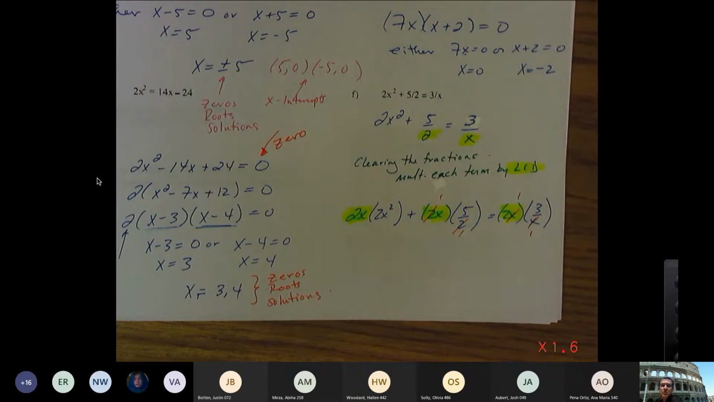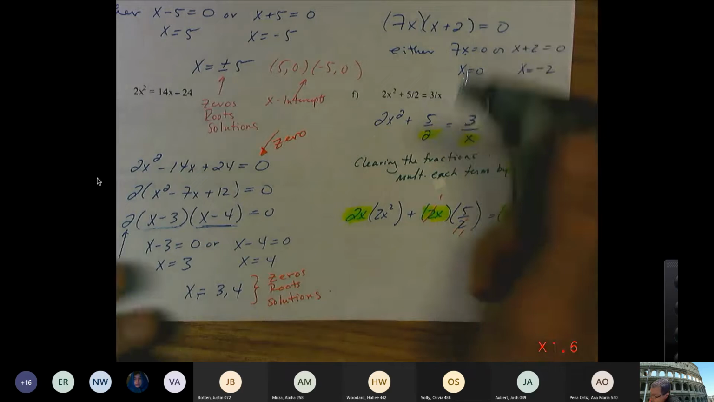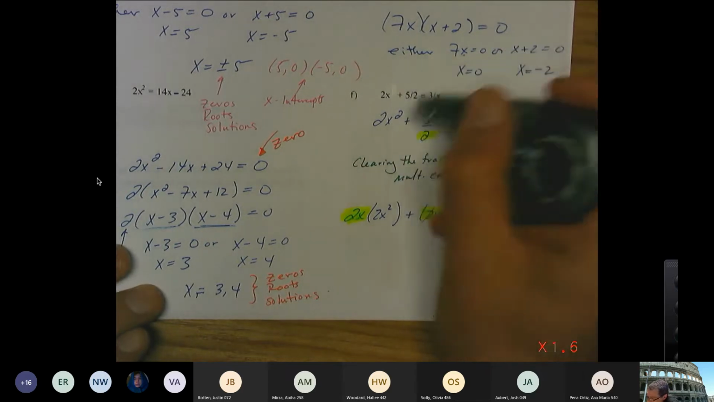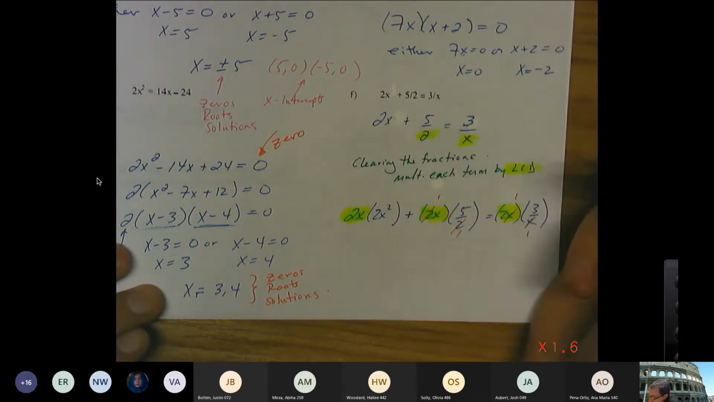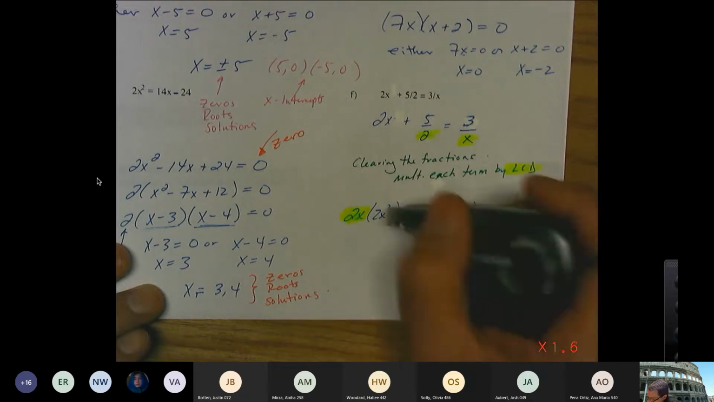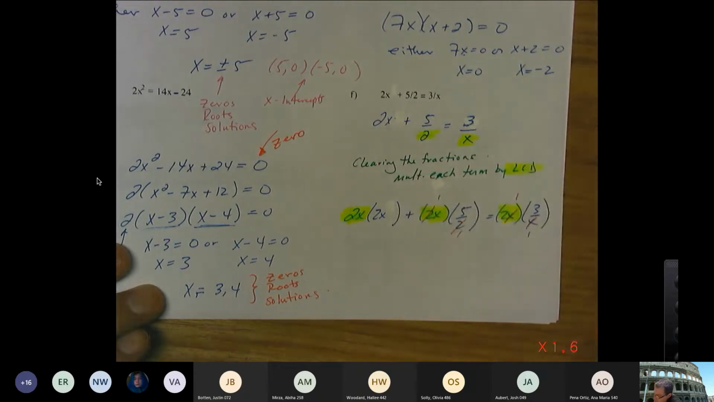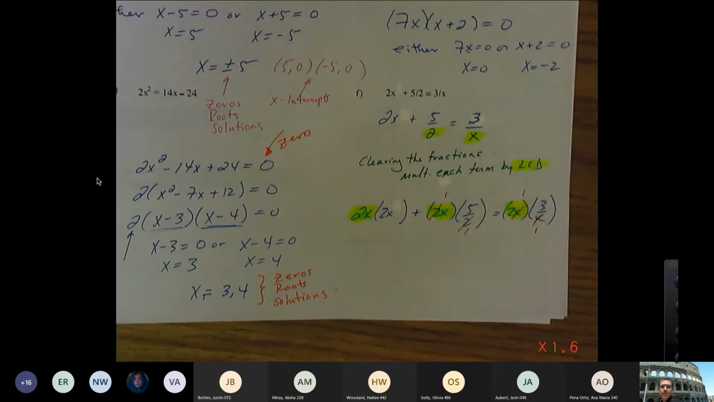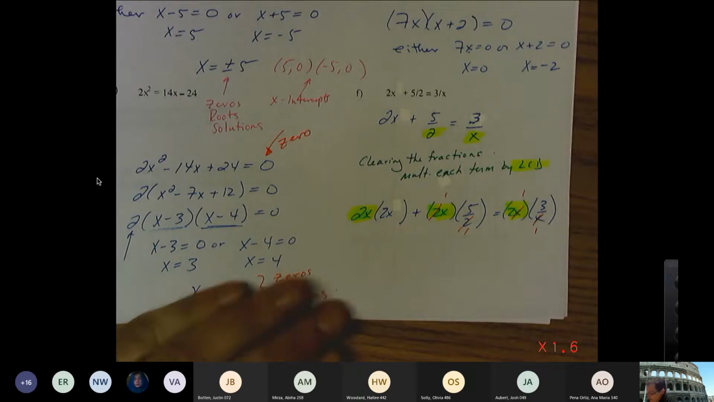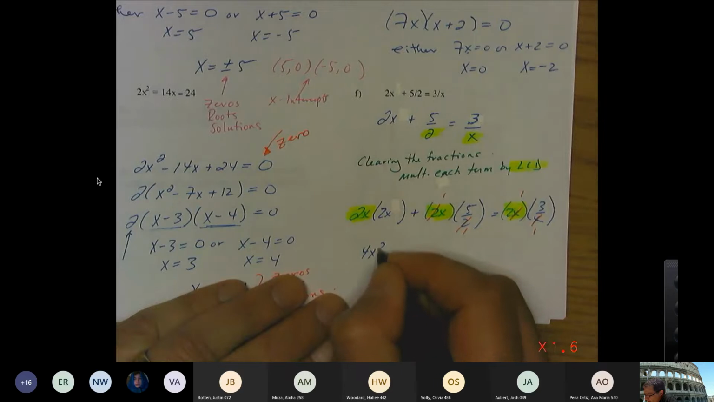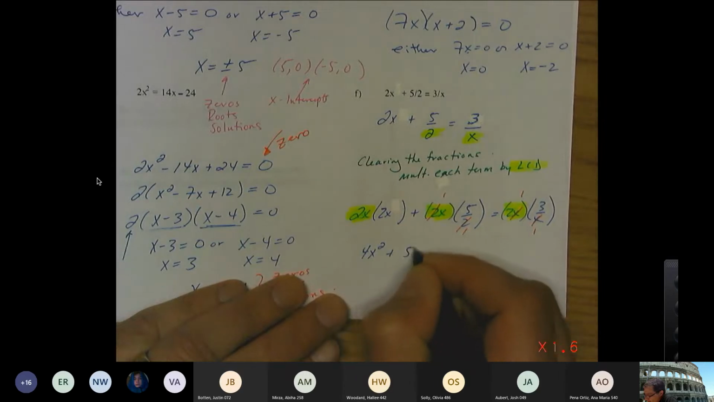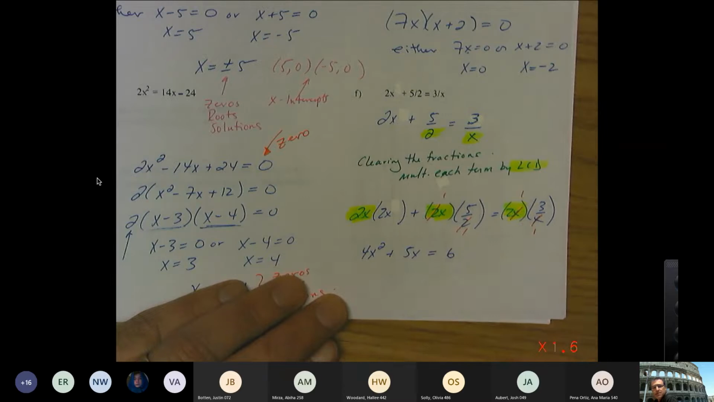There is a typo in this question, though. I have made a mistake in the typo. Can you please take out that squared here? That shouldn't be squared. That should just be a 2x. So if you could take that out, that would be great. And that's going to leave us with 4x squared plus 5x equals 6, which is a much easier question to do.